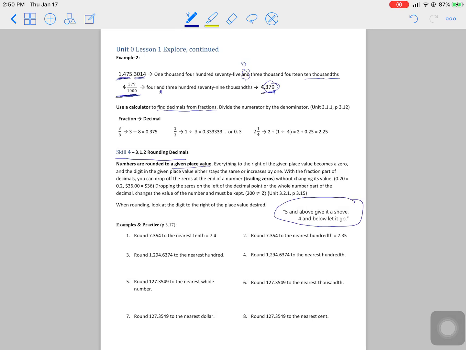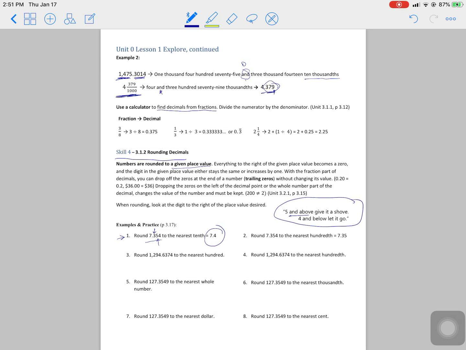So let's look at this one here. You can read all that in there when you want. So right here it says I have this decimal, 7 and 354 thousandths, and it says round to the nearest tenth. Well, where's tenth? Tenth is where the 3 is right there. So that means we're looking at the 5 and the saying 5 and above, give it a shove. That means we're shoving up the 3 to a 4. So rounding it there, you should have nothing left, no number left to the right of it.